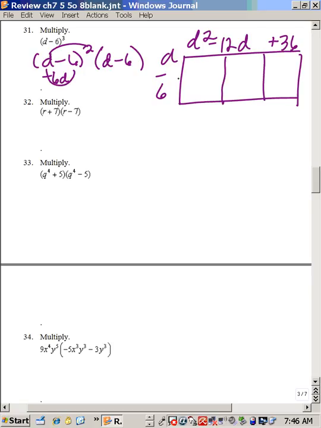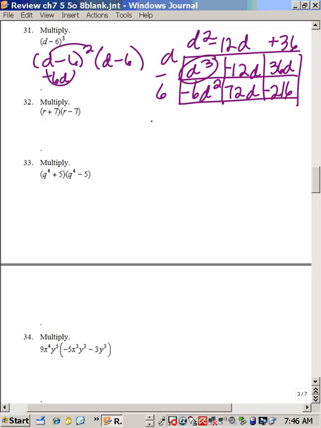Filling in my box. I always do boxes with binomial times a trinomial. Okay, d times d squared is d to the third. D times negative 12d is going to be negative 12d squared. 36d. 6 times d squared, don't forget the negative, negative 6d squared. 6 times 12 is 72d, and 6 times 36 is going to be a negative 216.